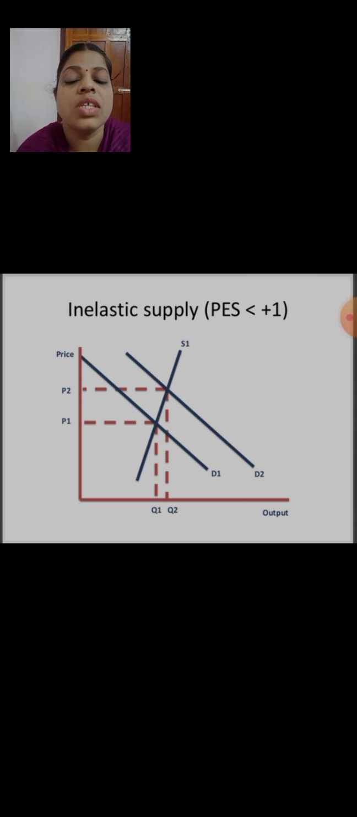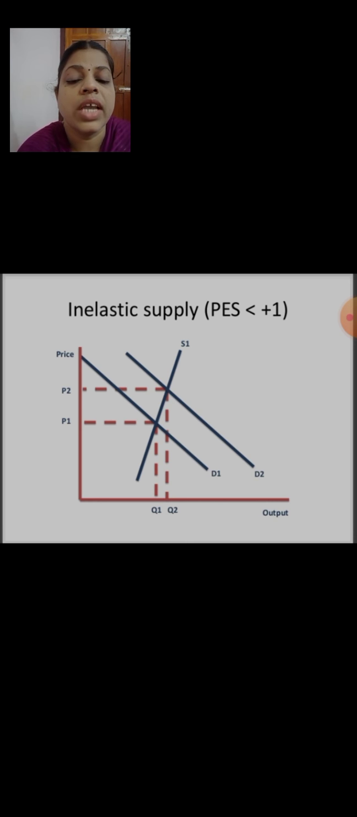Here also, what is the difference between the elastic and the inelastic supply? Here we can see a wide gap between the prices, but a small gap between the quantity of the commodities supplied in the market. So what does it represent? The percentage change in the quantity supplied is less than the percentage change in the prices of certain commodities.